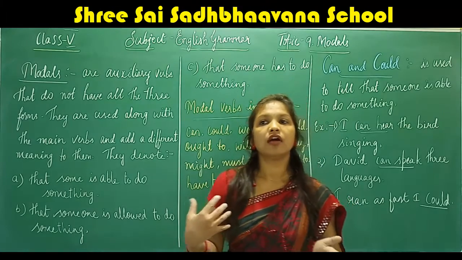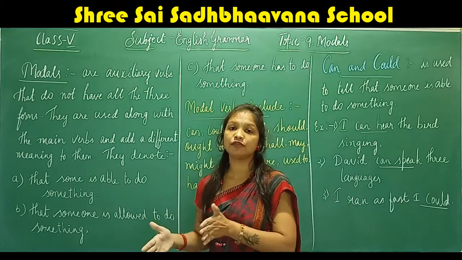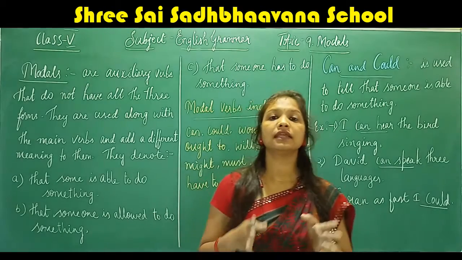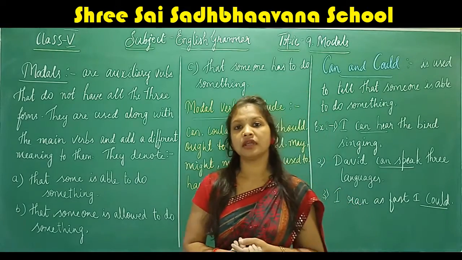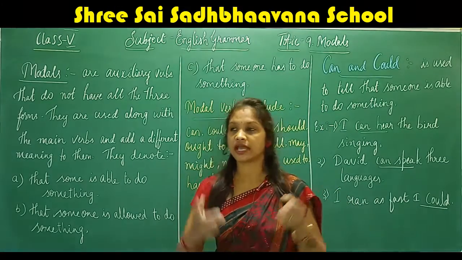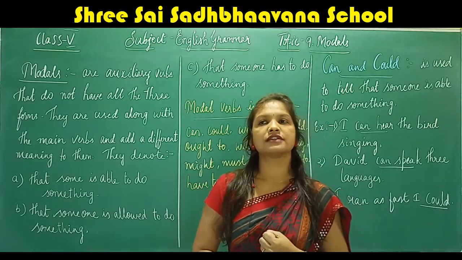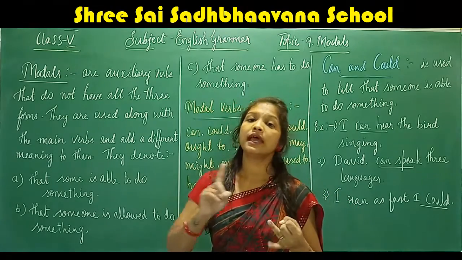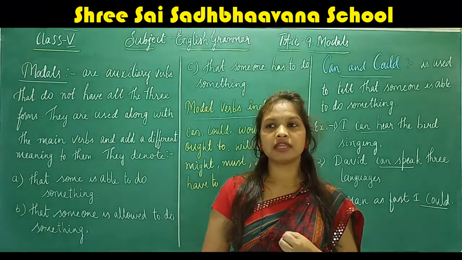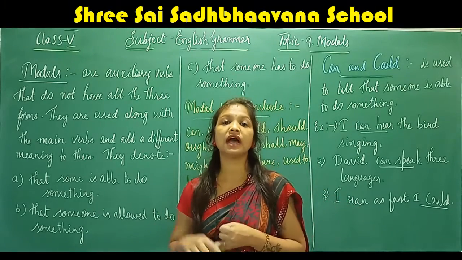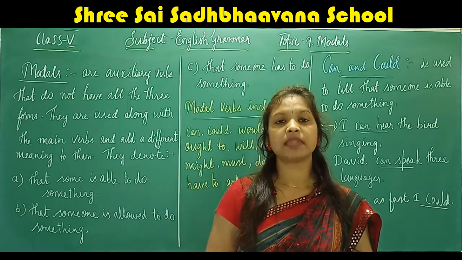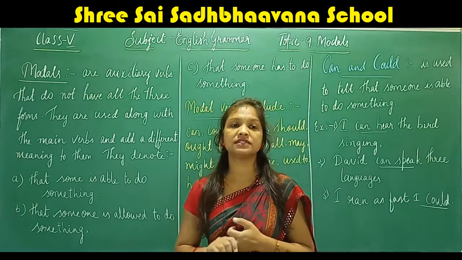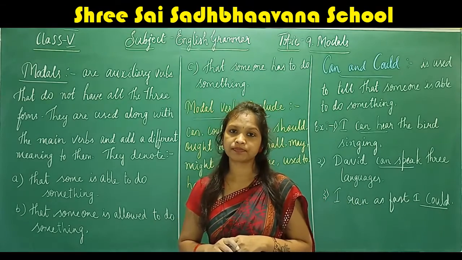Understood? Now, auxiliary verbs can function in three forms. So, how can auxiliary verbs function? Auxiliary verbs can function as an ordinary verb. An auxiliary verb can function as a helping verb, which is used with the other verb. And an auxiliary verb can be used as a linking verb.